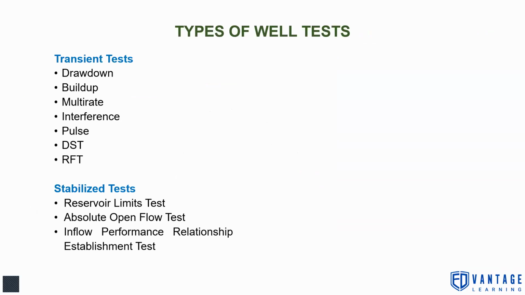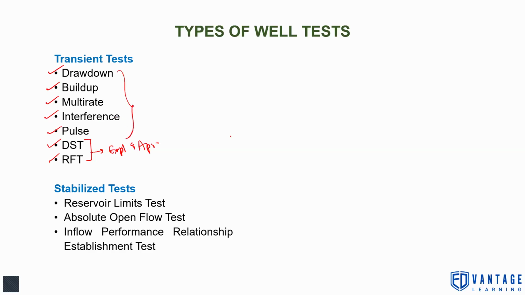So, types of well tests. We're talking about well tests, but we should classify the well tests now. Transient tests include drawdown, build-up, multi-rate tests, interference test, pulse test, DST, and RFT. Among these seven, DST and RFT are done especially in exploratory and appraisal or delineation wells. But these five will be done in development wells, on a 6 months interval.